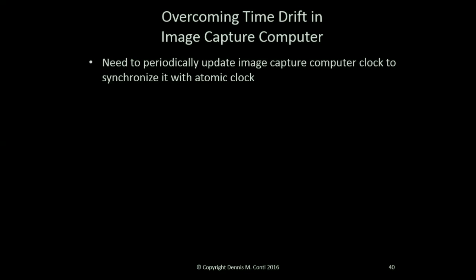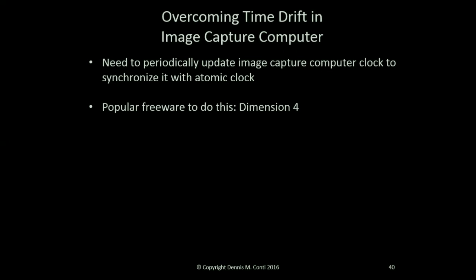Now, in measuring exoplanet observations, it's important to capture time very accurately, especially for scientific purposes. Most computers do have their clocks drift. So we need to periodically update the computer clock on the computer that's being used for the image capture. And we do that by synchronizing it with the atomic clock. There's freeware to do this.